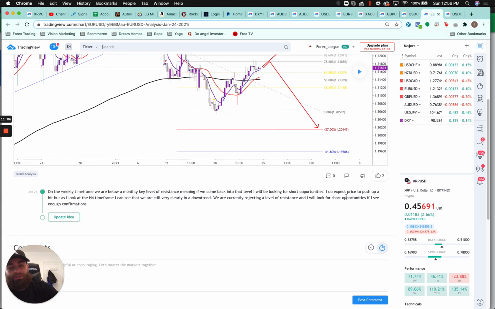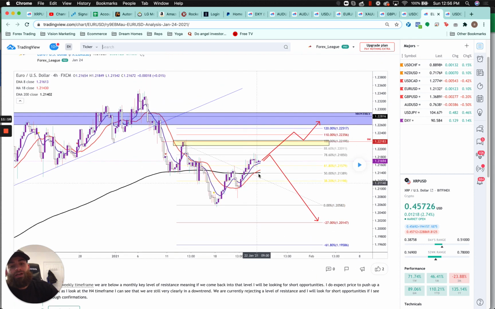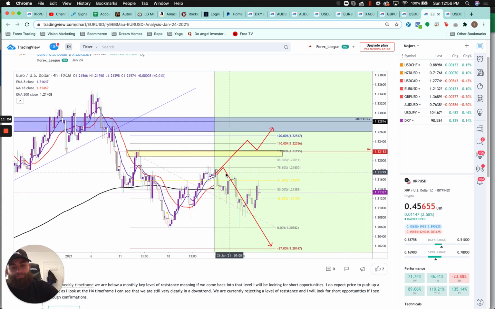I do expect price to push up a bit, but as I look at the 4-hour time frame, I can see that we are still very clearly in a downtrend. We are currently rejecting a level of resistance. I will look to short if I see enough confirmations. So I'm basically just looking to short as long as we're below the supply zone and this 100% level. So let's see what happens.